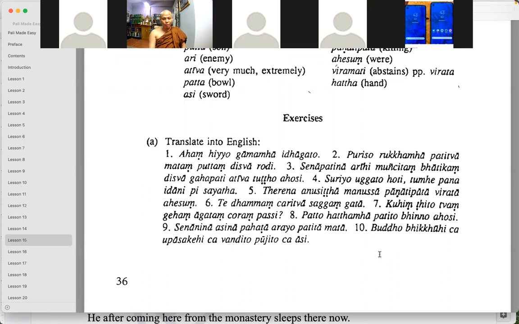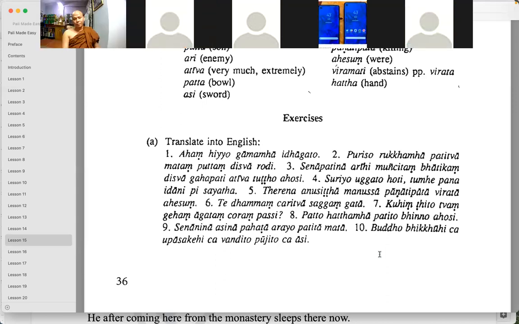One more time. Te dhammaṃ caritvā saggaṃ gatā. They gone to heaven, having practiced Dhamma. Actually, it is better to say: they practiced the Dhamma and went to heaven. So the simple past tense is better. Also right. But here the gerund expresses the former action. So that is one.